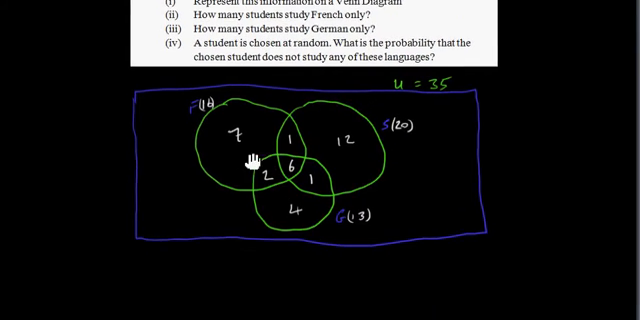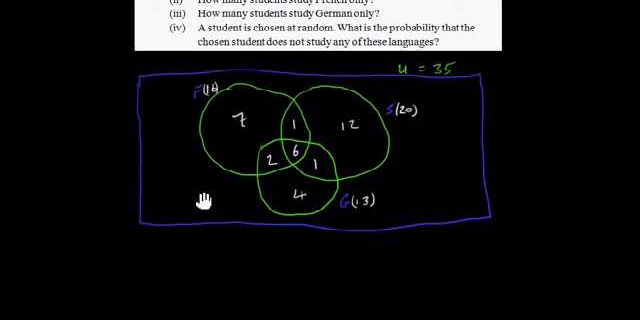Okay, so now I have all the sections filled out with the exception of the bit out here. How many students don't study any of these 3 languages? Well, the way you do that is simply add up. We have everything filled out now except for this bit out here, so everything should add up to 35. So let's see, 7 plus 1 plus 12 plus 2 plus 6 plus 1 plus 4. These are all these numbers here. They all add up to 7 plus 1 is 8, plus 12 is 20, plus 2 is 22, plus 6 is 28, plus 1 is 29, plus 4 is 33.